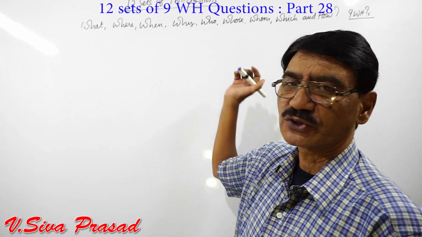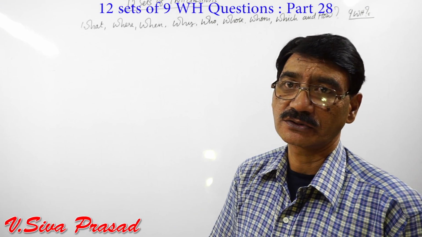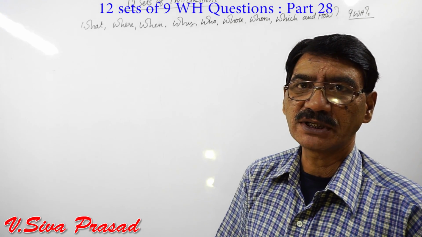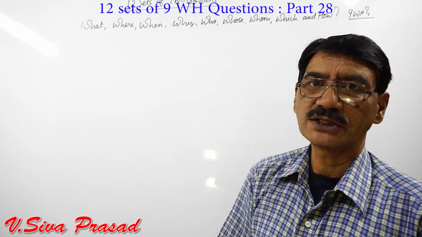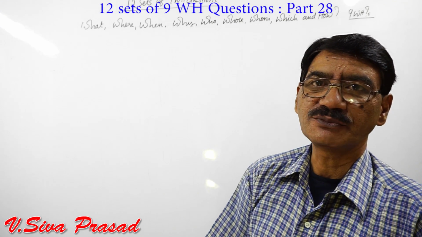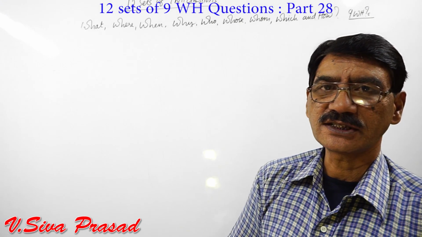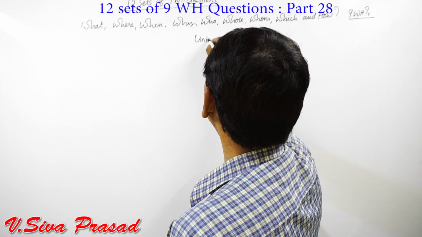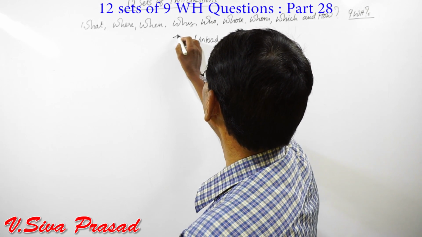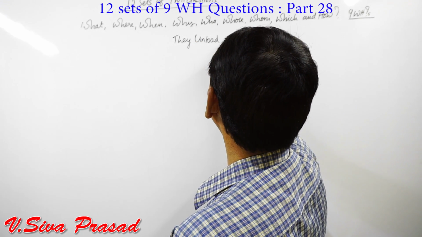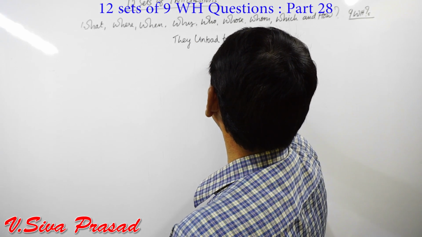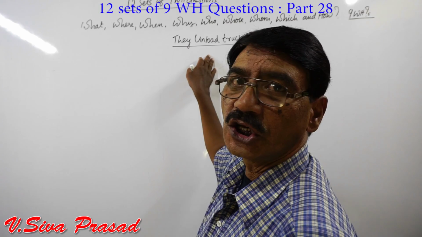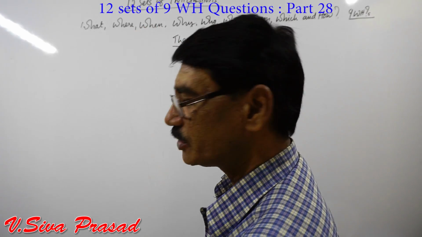I have written the 9 WH questions over here. We need a sentence to frame these WH questions. So what we do in the beginning is we just take a verb. Based upon that verb, we just use a subject and an object and we get a sentence. For example, unload. Subject, they. What do they do? Unload. Where? They unload trucks. Based upon this sentence, we are going to frame these WH questions.